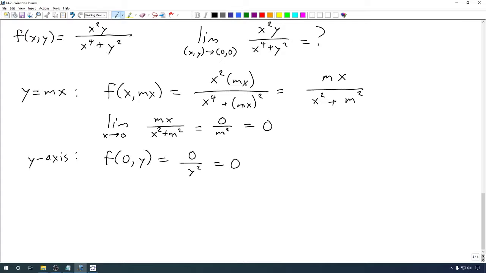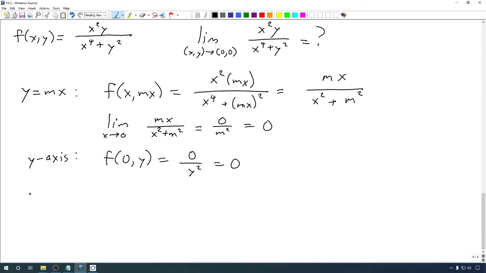So it seems like no matter how we approach the origin, the limit is 0. So is that the limit of our function? No, it's not. The limit of this function is not 0. In fact, this function still has no limit, because we can approach the origin along curves that are not lines.